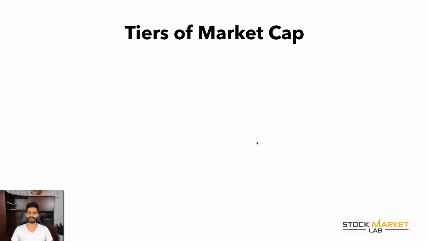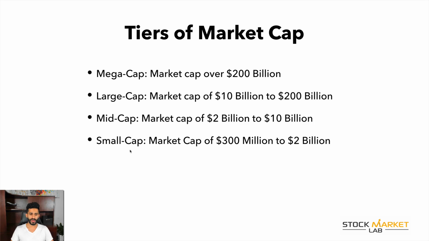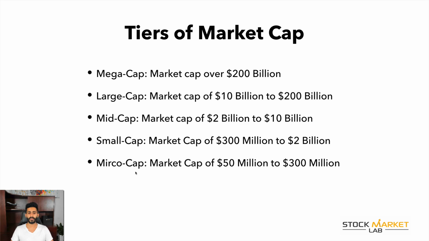Now there are certain tiers of market cap that I want you to understand, right? The first one is mega cap. This is basically any stock with a market cap over 200 billion. We then have large cap. This is any stock with a market cap of 10 billion to 200 billion. Mid cap, market cap of 2 billion to 10 billion. Small cap, market cap of 300 million to 2 billion. And then we have something called micro cap, market cap of 50 million to 300 million.